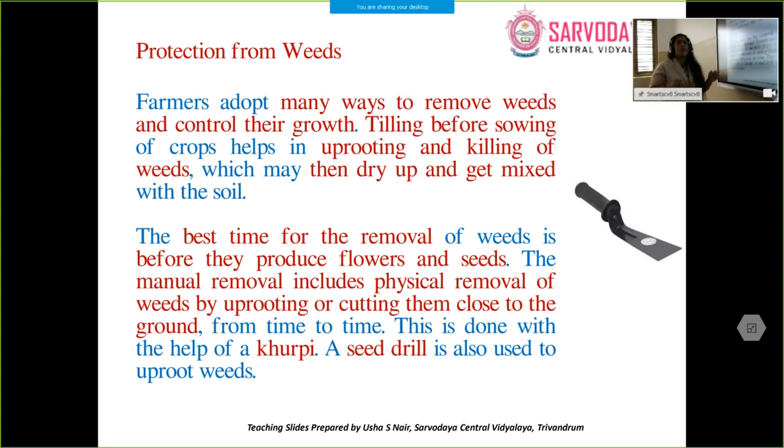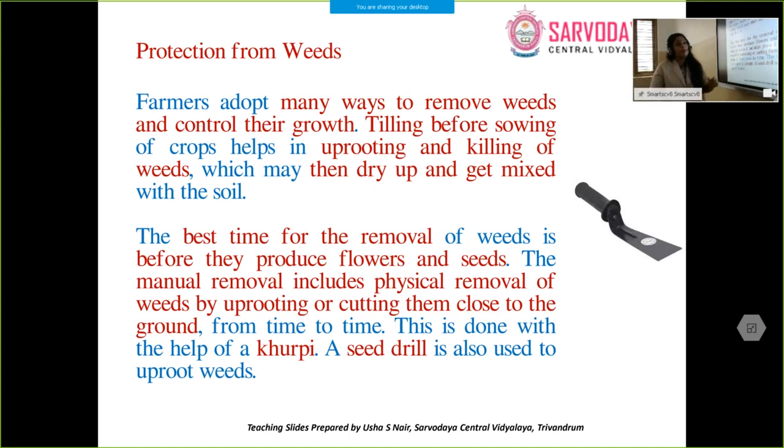Now, next one: when is the best time for removal of weeds? The best time for removal of weeds is before they produce flowers and seeds. So the farmers know when the flowers and seeds will come up or when it blooms. So before that, we can remove the weeds. The best time for removal of weeds is before they produce flowers and seeds. So farmers have to note all this and keep it.